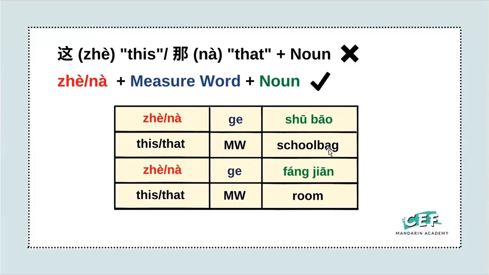这个书包, this school bag. So school bag is a noun. You cannot say 这书包. You cannot omit the measure word. You have to say 这个书包 or 那个书包, that school bag. Like 这个房间, this room, and 那个房间, that room. And 个 is the measure word for 房间. So what we learned today is 这 this and 那 that plus the measure word plus the noun.